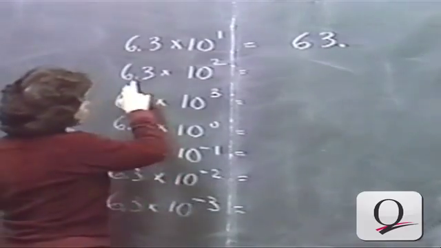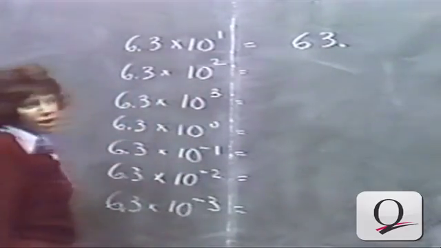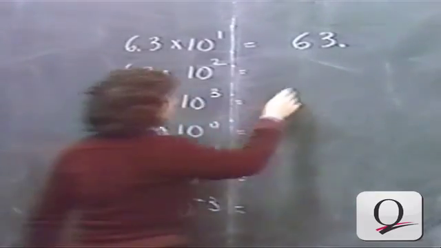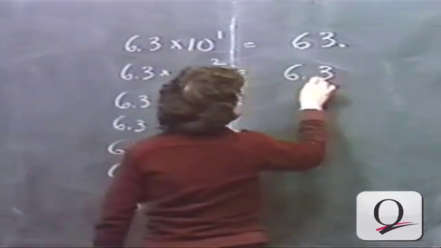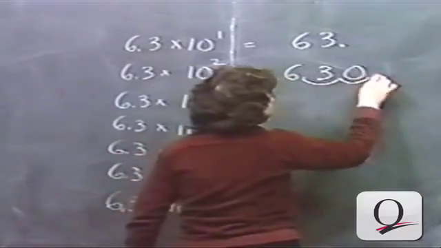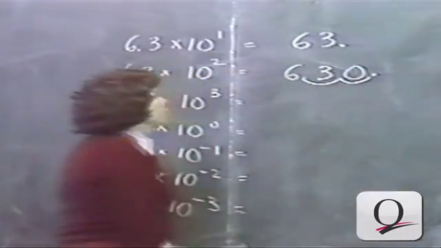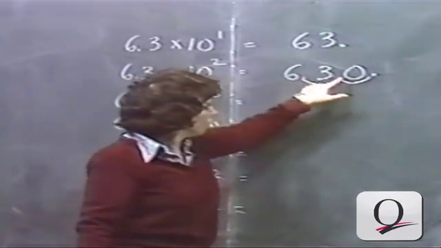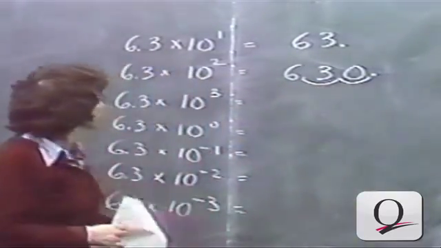Okay, if you have 6.3 and you multiply by 10 to the second power, you're going to move the decimal 2 places to the right. 6.3 will become, moving the decimal 2 places to the right, 630 point. Okay, 6.3 with the decimal moved 2 places to the right becomes 630.